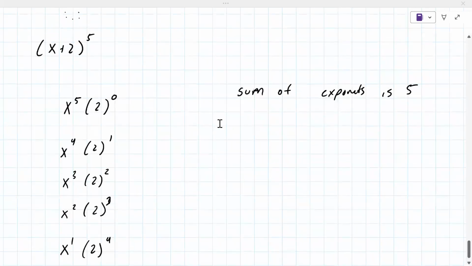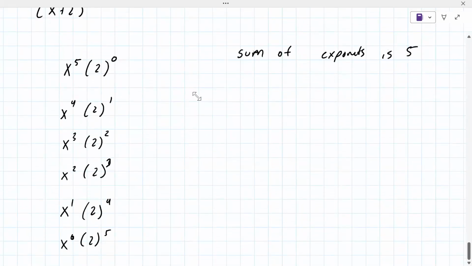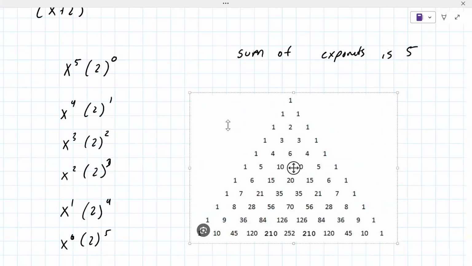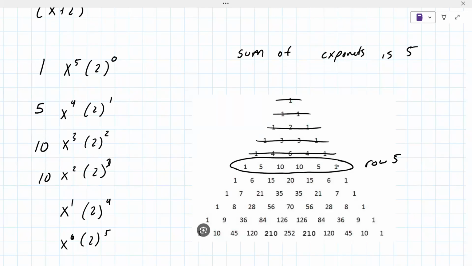Okay. And then you may be wondering, well, why do we do this thing with Pascal's triangle? Well, the exponent tells you the row. So row 0, row 1, row 2, row 3, row 4, and row 5. Now, how many coefficients do you see in this row here? How many numbers do you see in this row? That's 6. And guess what? They go with these 6 here. 1, 5, 10, 10, 5, and 1, like that.